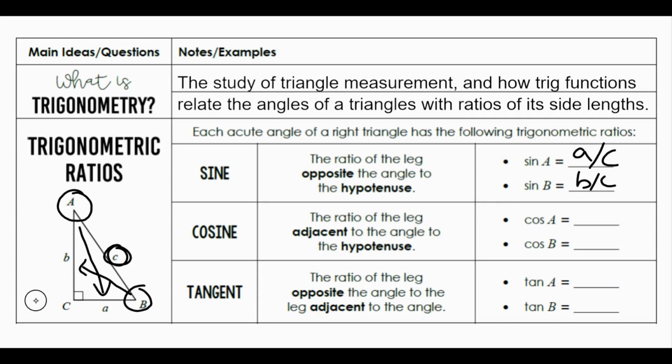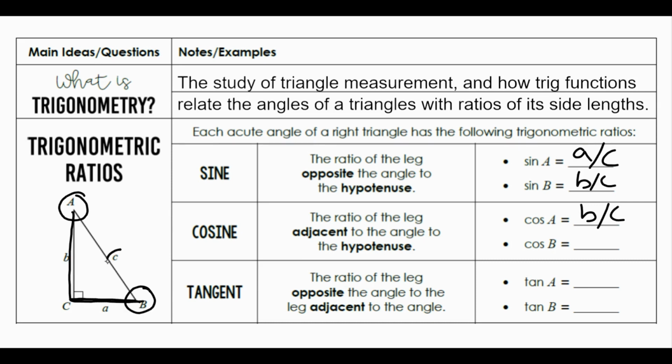Now, cosine is the ratio of the leg that's adjacent to the angle to the hypotenuse. If I wanted to find the cosine of angle A, the side that's adjacent to angle A would be little b, because little c is the hypotenuse, so that side can't be adjacent. So my ratio of cosine A would be B over C, adjacent to the hypotenuse. And then if I wanted to find cosine of big B or angle B, it would be adjacent side, which is A, over hypotenuse C, so A over C.